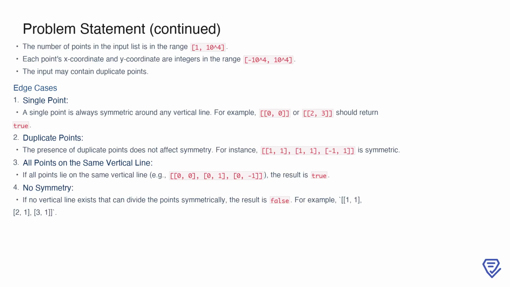If all points lie on the same vertical line, the result is also true. However, if no symmetry exists, such as when points are scattered without a clear reflection line, the result is false. These constraints and edge cases ensure we handle the problem comprehensively across all scenarios.